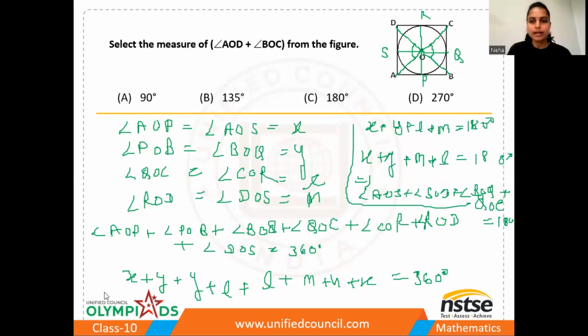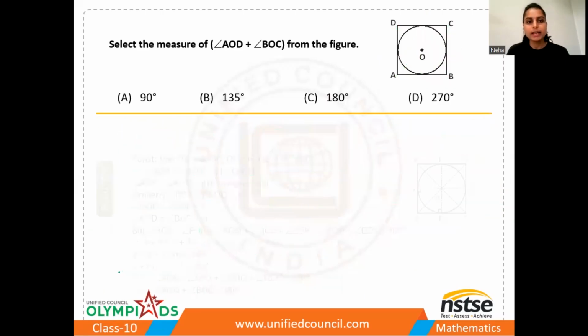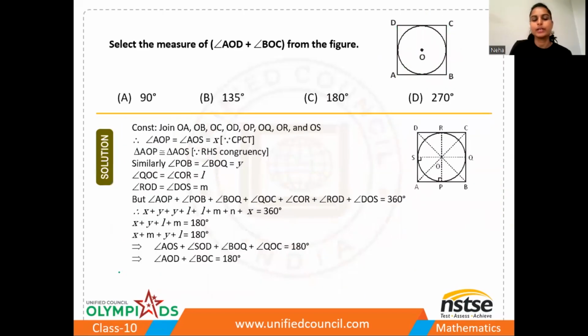So now I think you get an idea of why angle AOD plus angle AOC is equal to 180 degrees, because we just have to put the values. AOS plus SOD is what? This is AOS, and this is SOD. This is the complete angle AOD, and similarly, this is the complete angle BOC. I can put both the values and I will get my answer. That's it. So the question is quite simple.